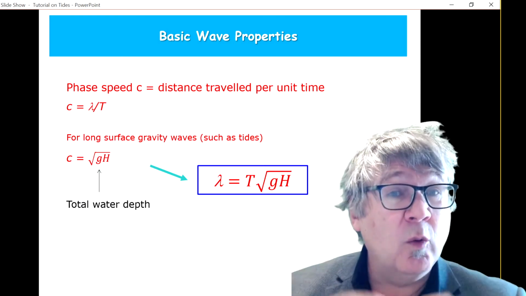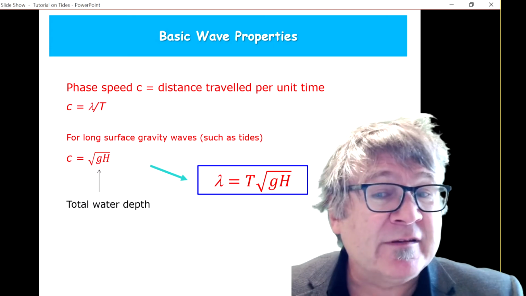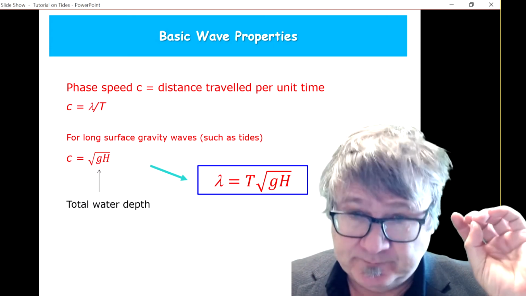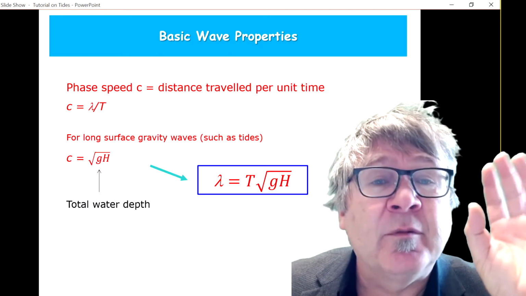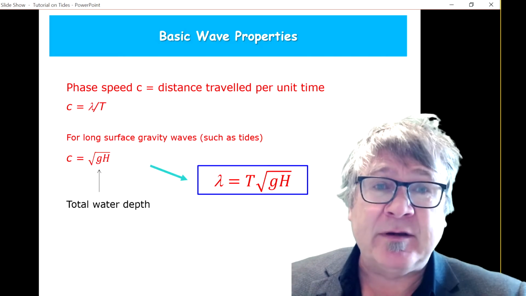And it can always be expressed for any wave. For any wave it can be calculated from the ratio of wavelength and wave period.